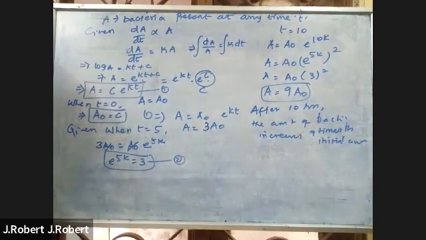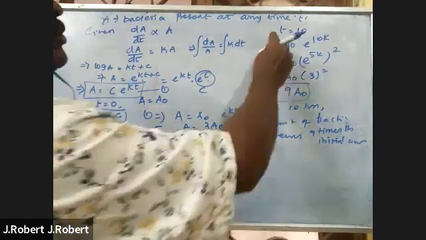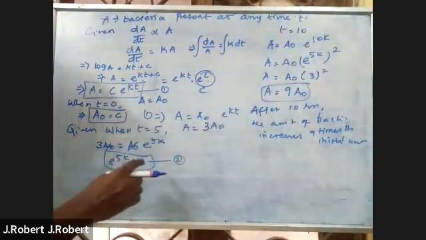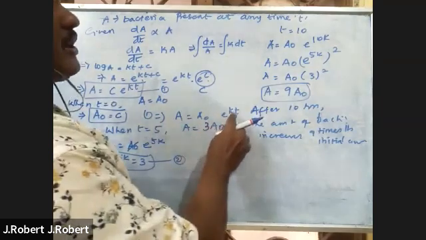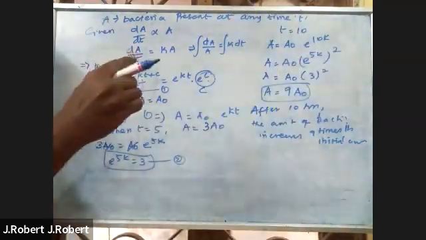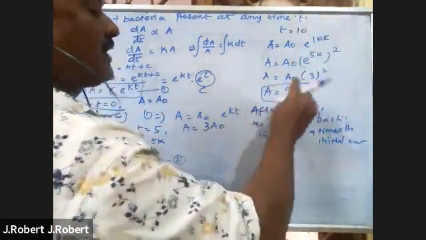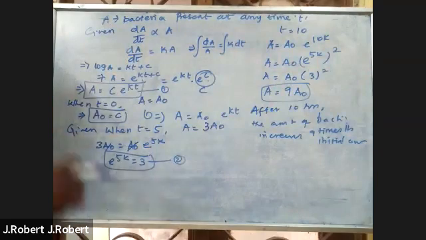According to the question, we have to find the bacteria present after 10 hours, which means I put t is equal to 10 in the equation. We get A is equal to A naught e power 10k. How to handle 10k? It is 5k the whole square, because for e power 5k I have the value 3. If I put 3, we get A is equal to 9A naught. So after 10 hours, the amount of bacteria increases 9 times its initial amount.